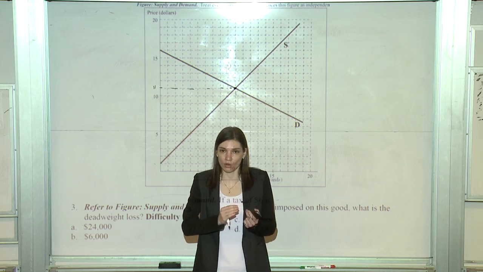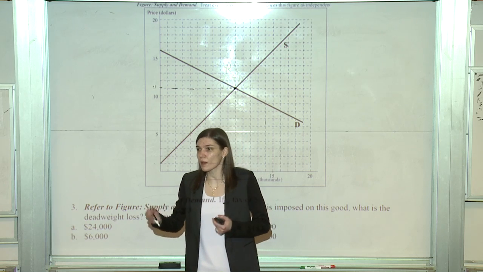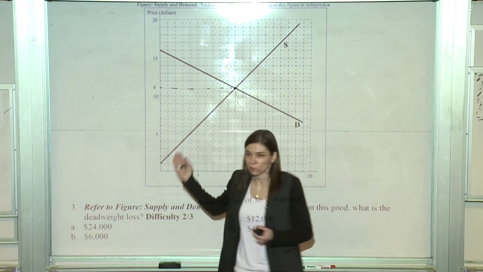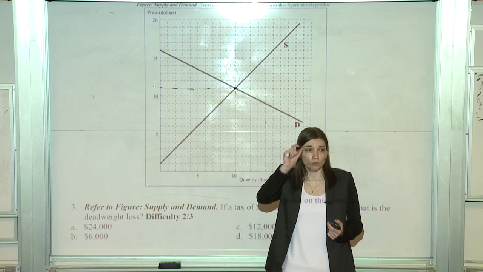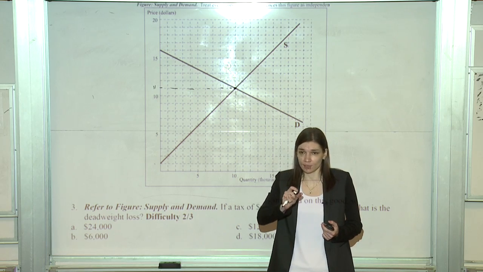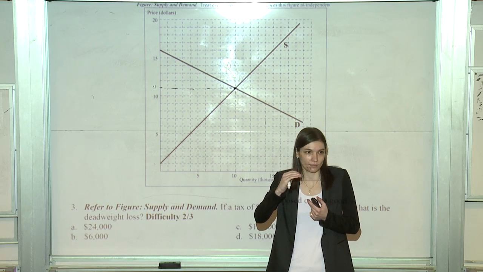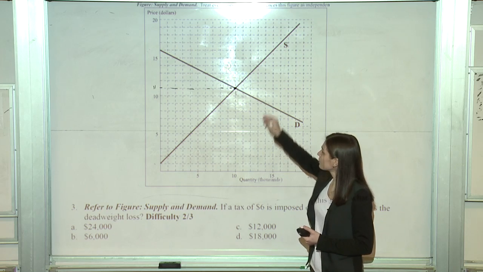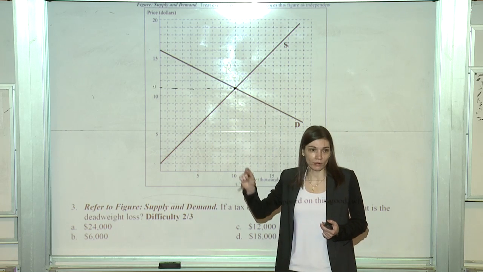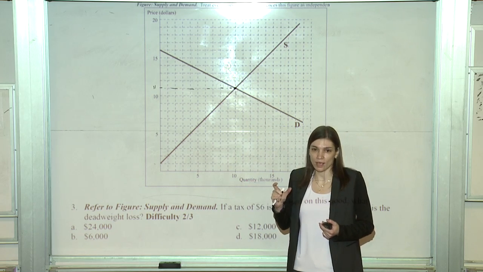Because the rest is going to go to the government. And it doesn't really matter whether it comes from the buyer's pocket or from the producer's pocket. That's always going to be the case. The difference between the price that buyers pay and the price that producers receive is going to be the amount of the tax, right? So we need to find where the difference between the demand and the supply curve is 6 units, because that's the amount of the tax.